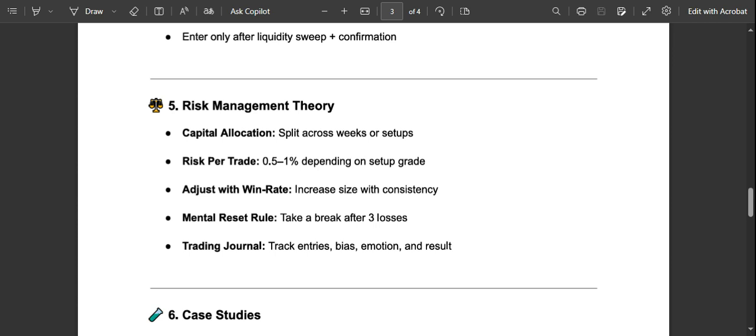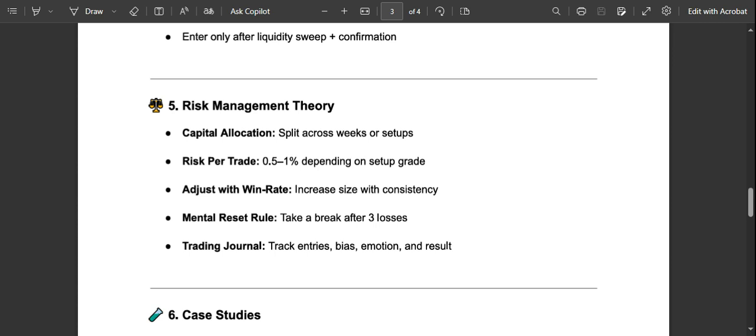So it tells you that no matter what you do, if you follow this theory, your win rate is going to be very high, because it is a blueprint that we need to get to know and understand. With the risk management theory, you need to risk only 0.5% to 1% depending on the setup grade.